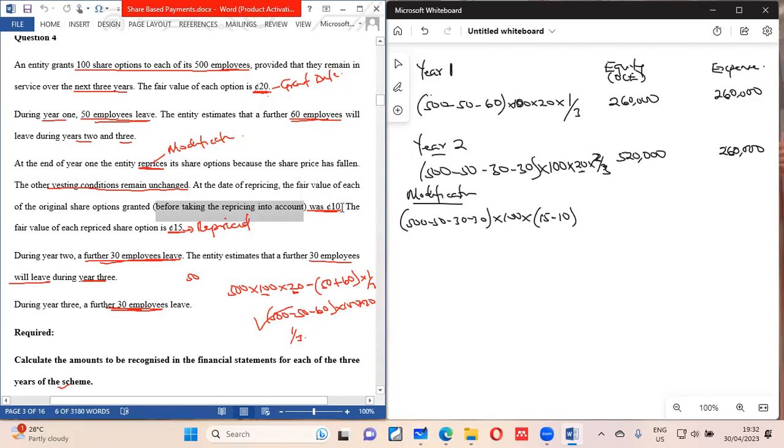If there was no 10 in this question, then we all know that the existing fair value there is the 20. But because the fair value here, at the date of repricing, of each original share option just before taking into account the repricing was 10, because of that, the new is what? 15. The old, which is the one immediately before the repricing, is 10. And so we will have 5.